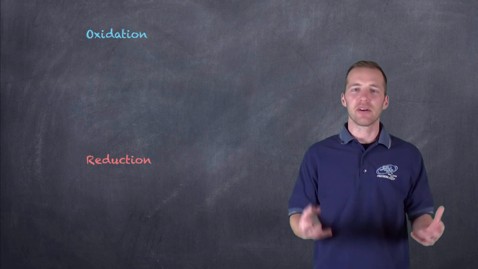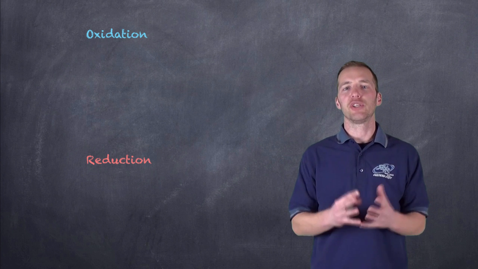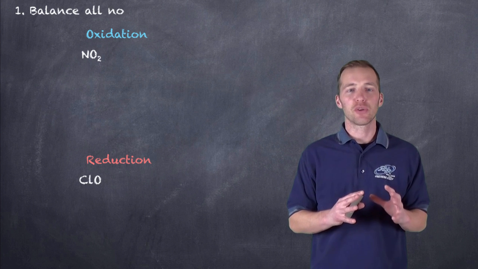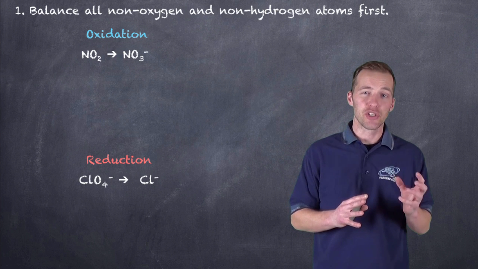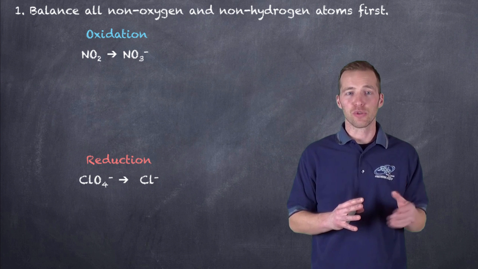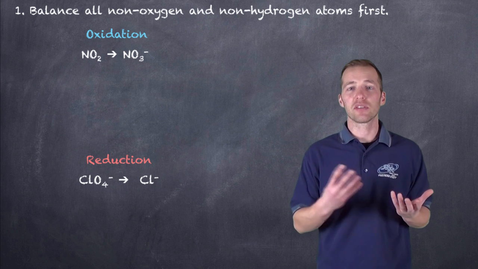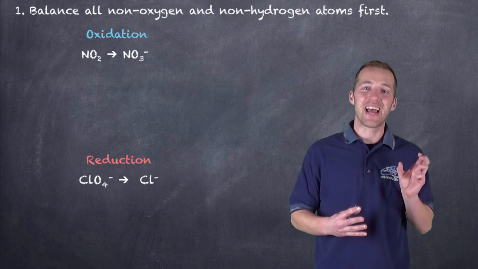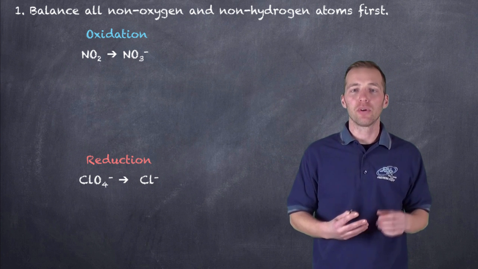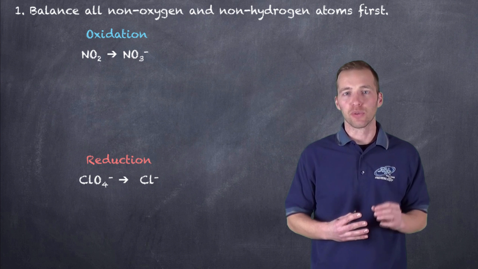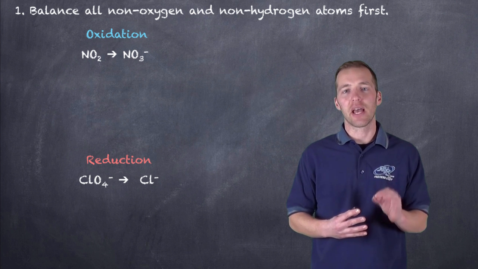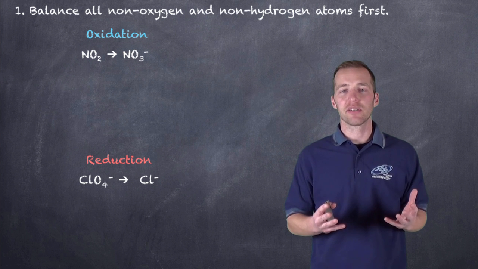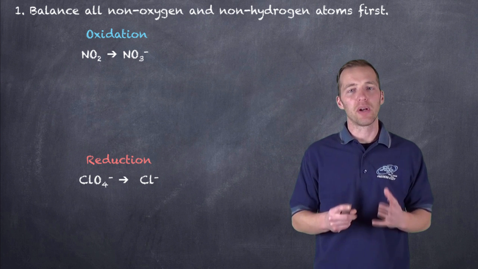And the first step is very similar to all of the balancing by inspection you've done to this point in your science career, and that is you're just going to take a look at the non-oxygen, non-hydrogen atoms and try to balance those. So if there was one nitrogen on one side and two nitrogen on the other, you would be using a coefficient. That's a number that goes ahead of an atom or a molecule in order to balance out those values. So we're not going to worry about oxygen or hydrogen, but anything else, we balance that first. Now in our examples, for both our oxidation and reduction, they're both balanced, so we don't have to worry about that.